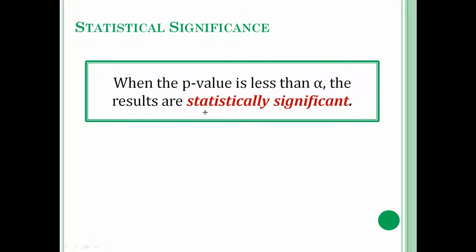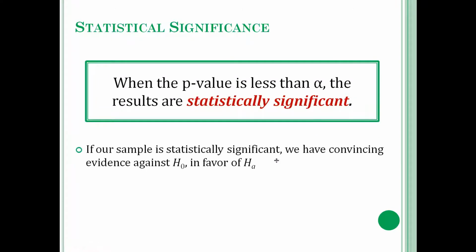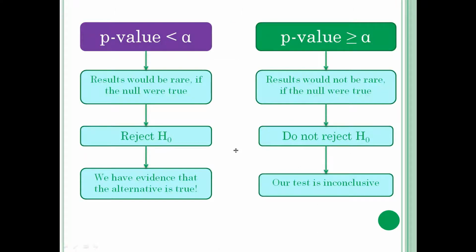So when p-value is less than alpha, we call our results statistically significant. So whenever you have a statistically significant result, you can actually say that you have a strong evidence in favor of the alternative and against the null. So here are the two situations.